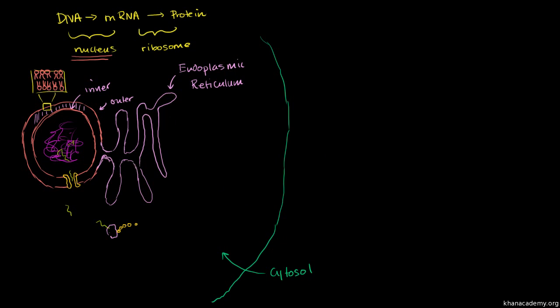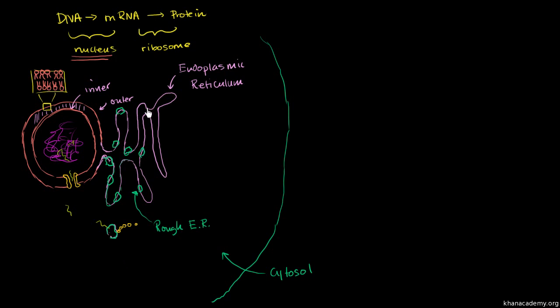It has the rough endoplasmic reticulum, and the rough endoplasmic reticulum has a bunch of ribosomes. So that's a free ribosome right over here. This is an attached ribosome. These are ribosomes that are attached to the membrane of the endoplasmic reticulum. So this region where you have attached ribosomes, that is the rough endoplasmic reticulum. I'll call it the rough ER for short, perhaps an even better name for a band.